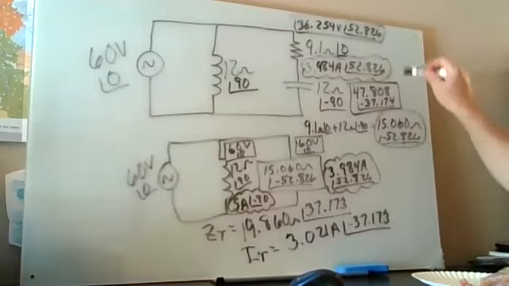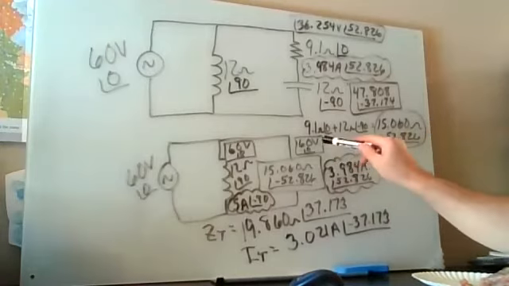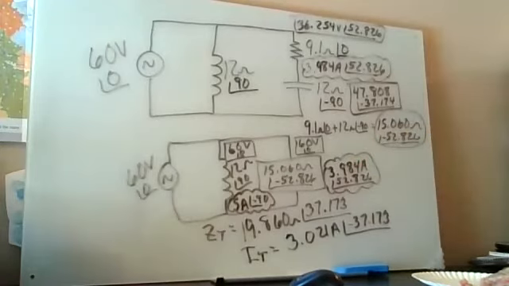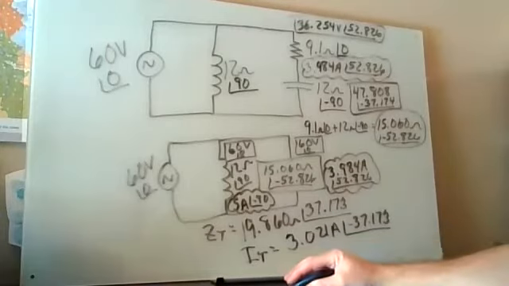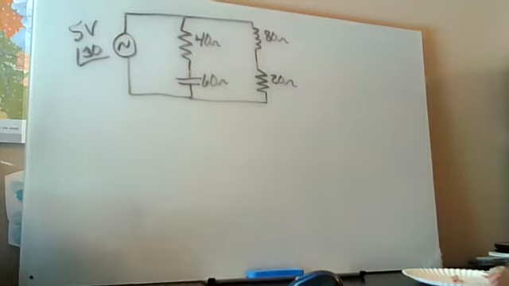Bam. Then I add these two voltages up and they must equal what? Where did they come from? They came from this, which was here. So they got to equal 60 volts at an angle of 0. All right, so let's do this one together.